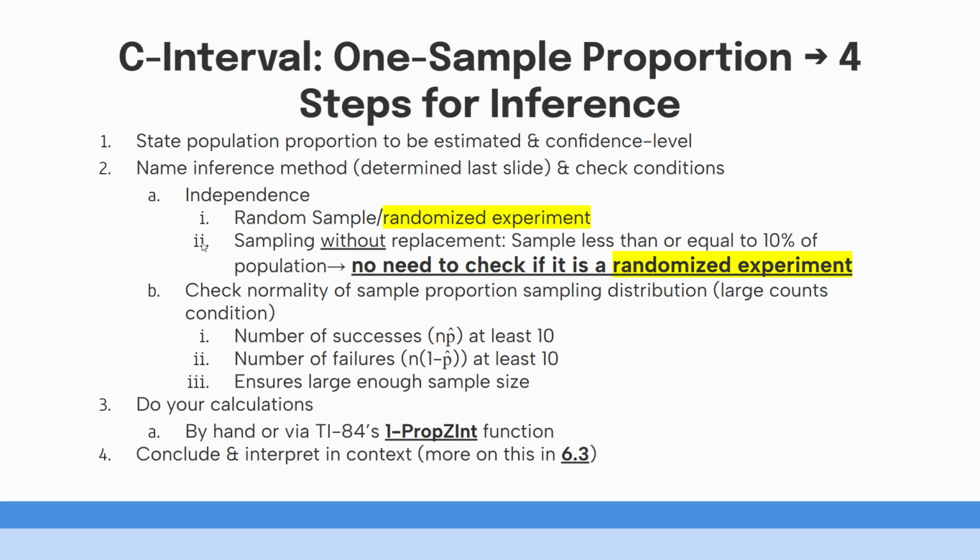But then you also have to check the second condition, which is sampling without replacement. When sampling without replacement, the sample has to be less than or equal to 10% of your population.